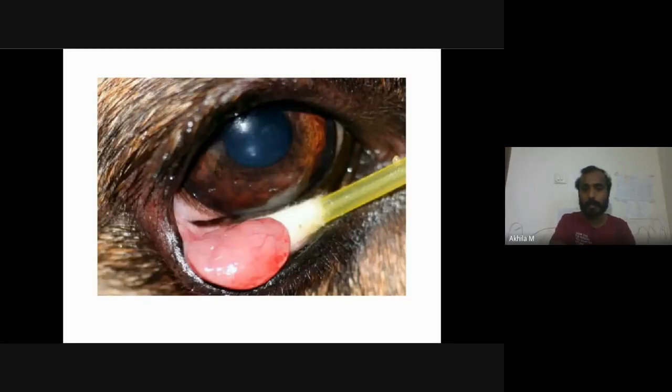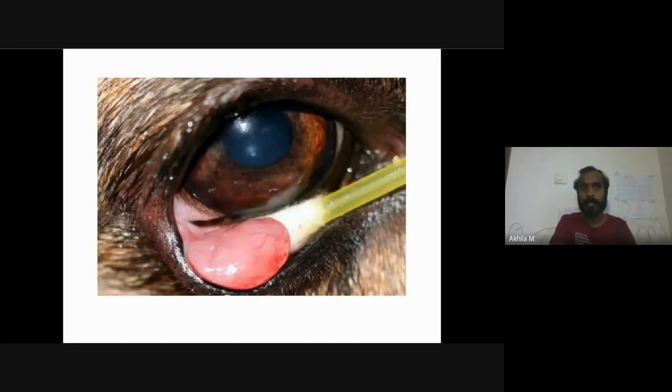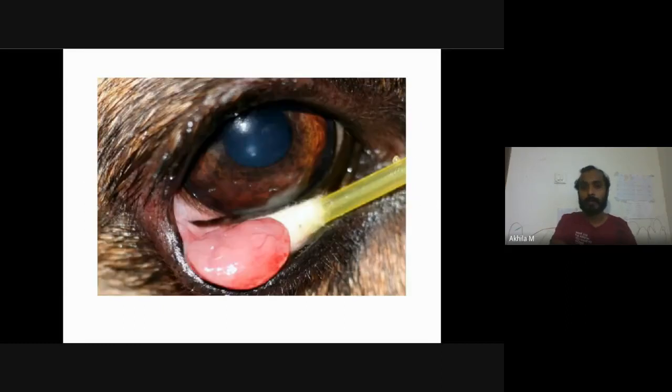Shushka Arsha is a Vartma Roga told only by Susruta Acharya. From the name itself you will get an idea. Shushka Arsha means a rough, polyp-like eruption from the palpebral conjunctiva. Chedana Karma is advised: you have to cut and remove the eruption. We can cut and remove the polyp. That is the treatment.